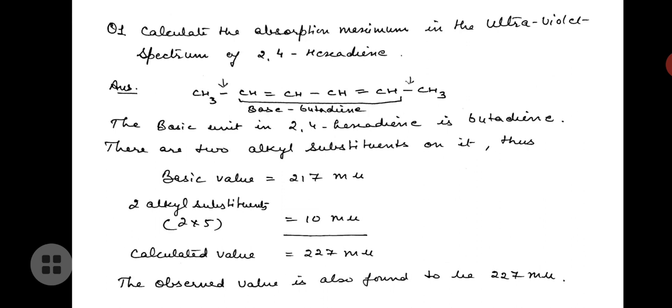So there are alternate double bonds in the system. Now the base unit here is butadiene. And there are 2 alkyl substituents. I have shown the alkyl substituents with the help of arrows. You can see 1 alkyl substituent on the left and 1 alkyl substituent on the right. For your understanding, it is shown with arrows, so you can clearly understand.